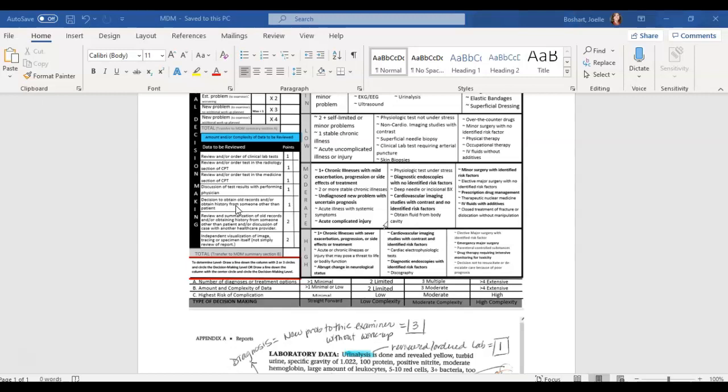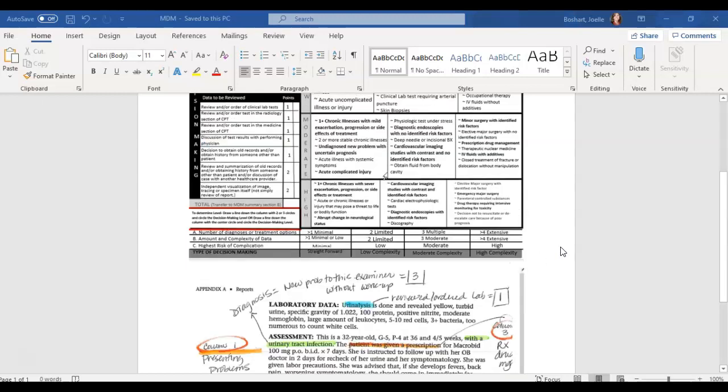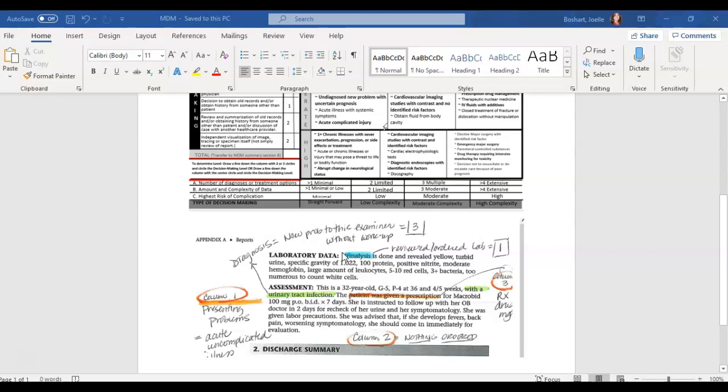Decision to obtain old records and or obtain history from someone other than the patient. Nope. Review and or summarization of old records or obtaining history from someone other than the patient and or discussion of the case with another healthcare provider. Nope. Independent visualization of image, tracing, or specimen itself, not simply reviewing the report. No. Okay, so we got 1 point for that urinalysis. So we're going to go down to row B and put a little mark right in this 1, minimal or low. So now we go down here. I tried to make them color-coded with the different sections to make it a little easier for you.